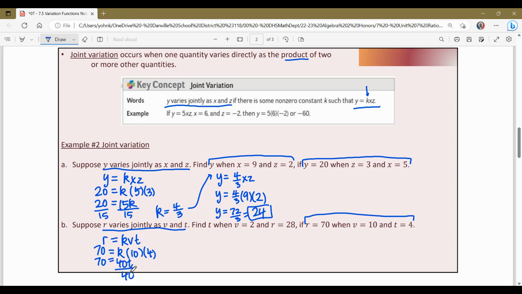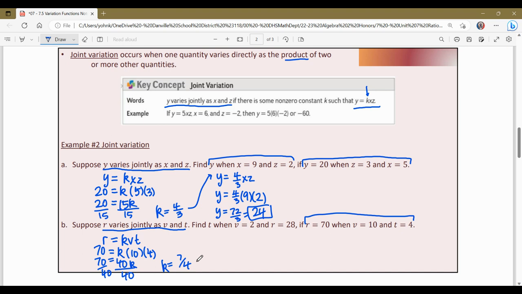Divide both sides by 40. That's going to give me a k of 7/4. Sorry, kids, that's a k. Let's fix that. That is a k, and this is going to be a k. All right, so this is k, and k equals 7/4.